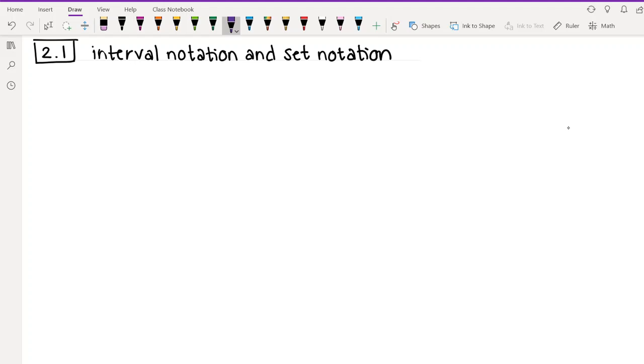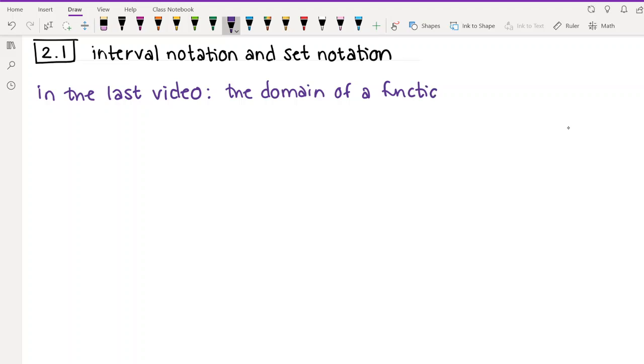Hi everyone. So in our last video, we focused on describing the domain of a function. So we learned that the domain of a function is the set of all possible inputs for the function.